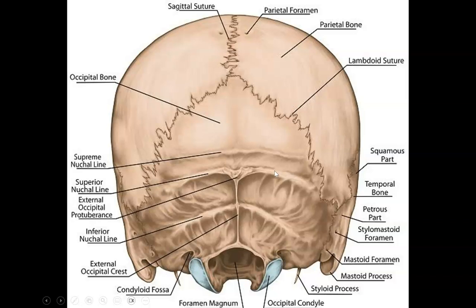There are lesser important prominences, which are the supreme nuchal line and the inferior nuchal line, and what we call the external occipital crest, and this is the posterior border of the foramen magnum. All this is the squamous occipital.